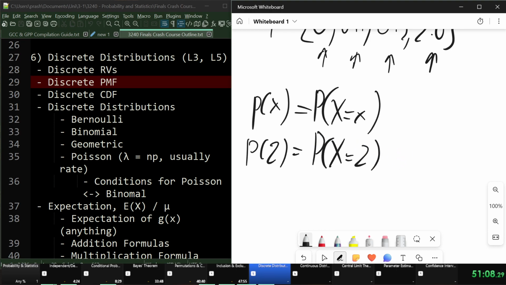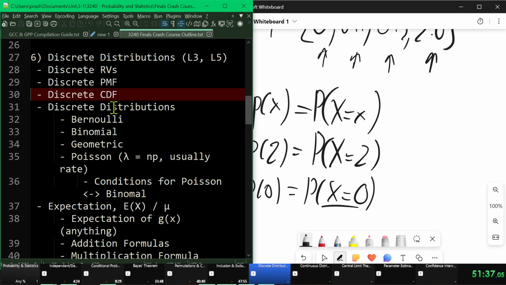So PMF is just a function that will return the probability of that many events occurring. P of 2 means the probability that the event X occurred 2 times. P of 0 means it will return the probability of the event X happening 0 times. So yeah, that's what a PMF is.